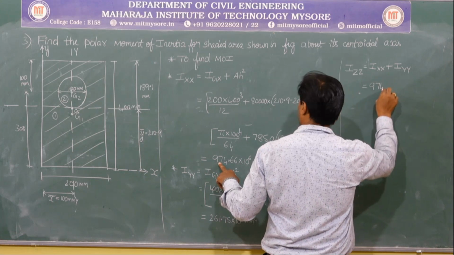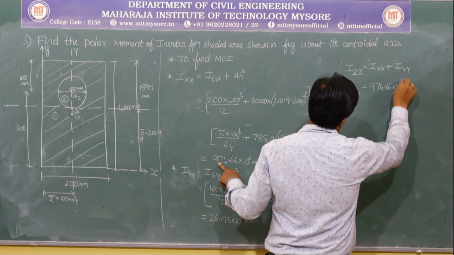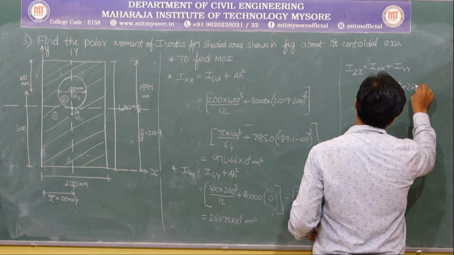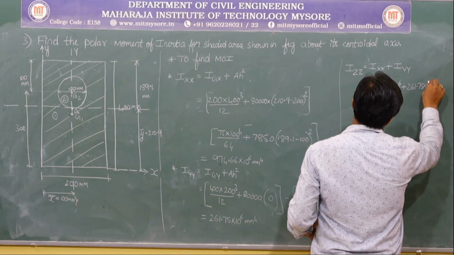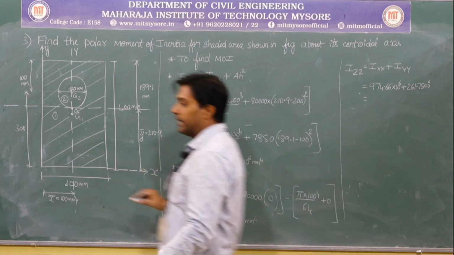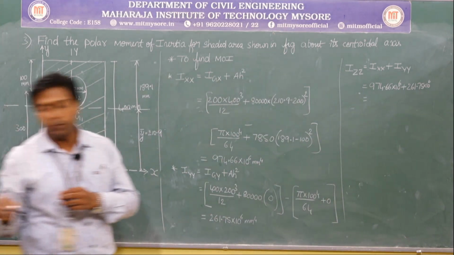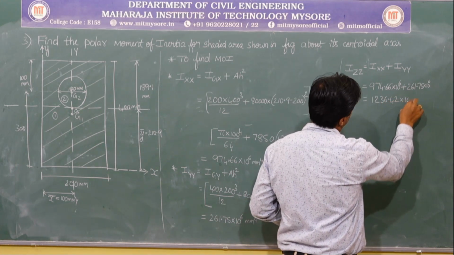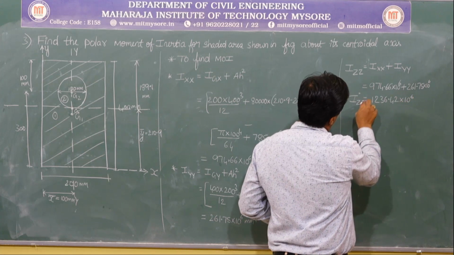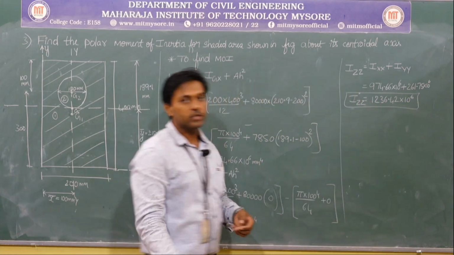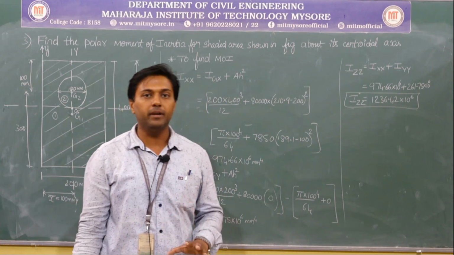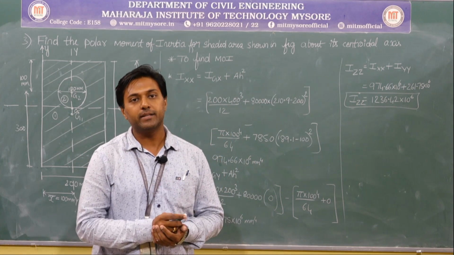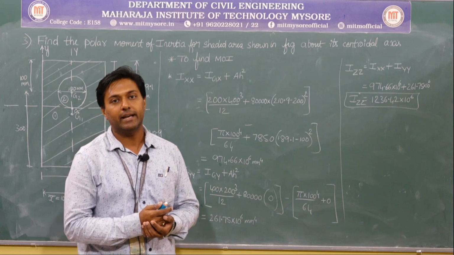Ixx, we have just calculated it. It is 974.66 into 10 power 6, plus 261.75 into 10 power 6. After adding these two, the value that we get is 1236.42 into 10 power 6. See, we are done with the polar moment of inertia also. So remember one thing: if they ask you for the polar moment of inertia, first you need to calculate the moment of inertia about the x axis and the moment of inertia about the y axis.